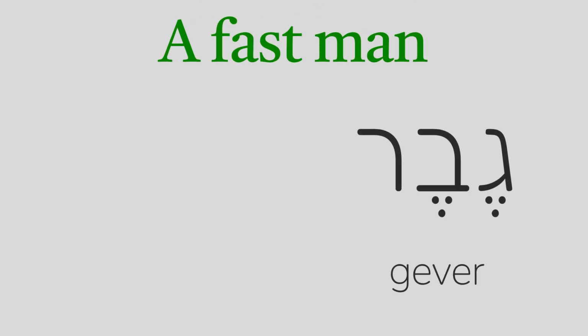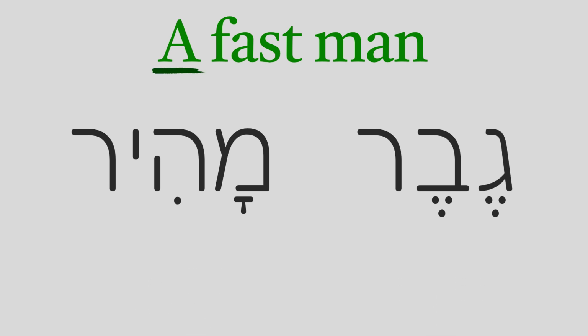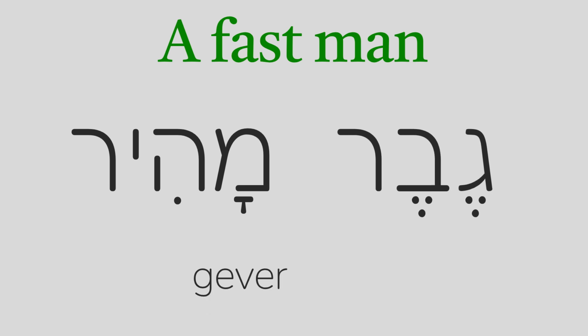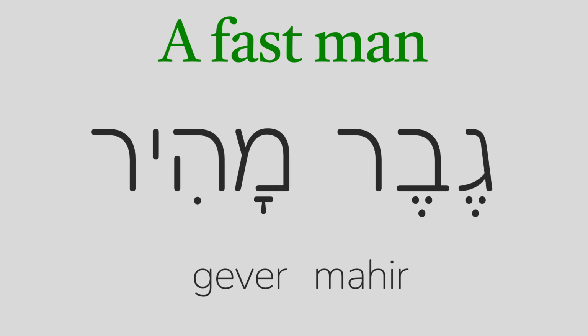In lessons 3 and 4, we learned how to use adjectives to describe nouns. We can say a fast man by taking the word man, gever, a masculine singular noun, and the word mahir, fast, in masculine singular form, to agree with gever. Remember, in Hebrew there is no word for a, so we just need the words for fast and man. Now in Hebrew, we don't put the adjective first and then the noun, but we put the noun first, gever, man, and then the adjective that describes it, mahir, fast. Gever mahir, a fast man.